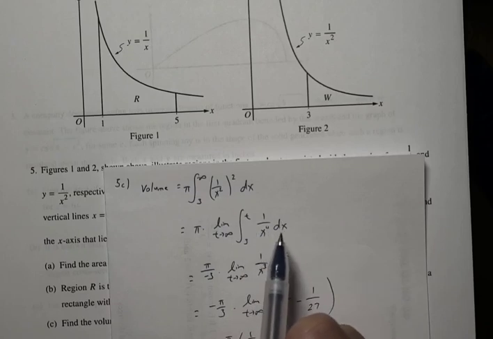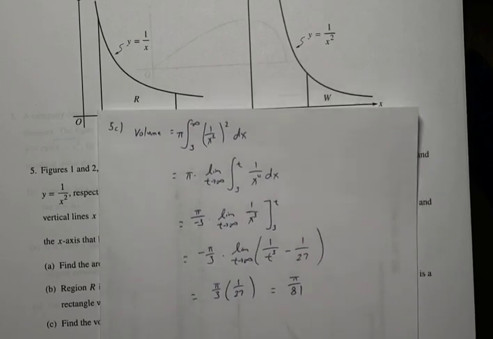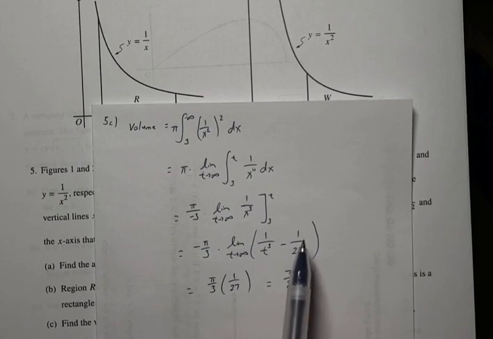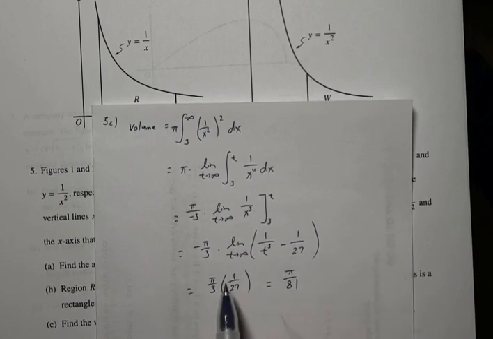We integrate as normal now. This is just power rule. So that's here, fundamental theorem of calculus. Evaluate the limit. This goes to 0. You still have this minus 1 over 27. 2 negatives make a positive. So honestly, I would just keep it this, but we can simplify to pi over 81 if we're good enough to do that.